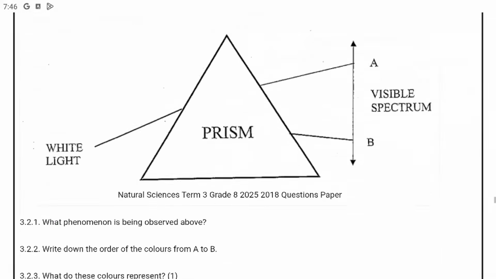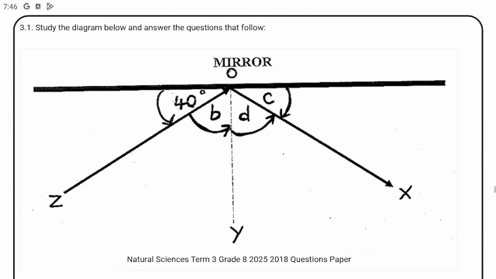So that's our normal. Our normal is OY, right? So when light hits there, that means that's where we draw our normal line, right?